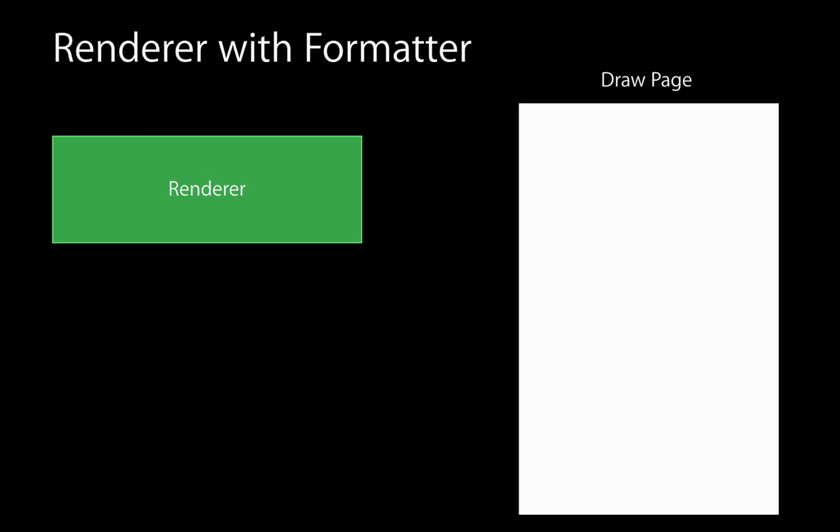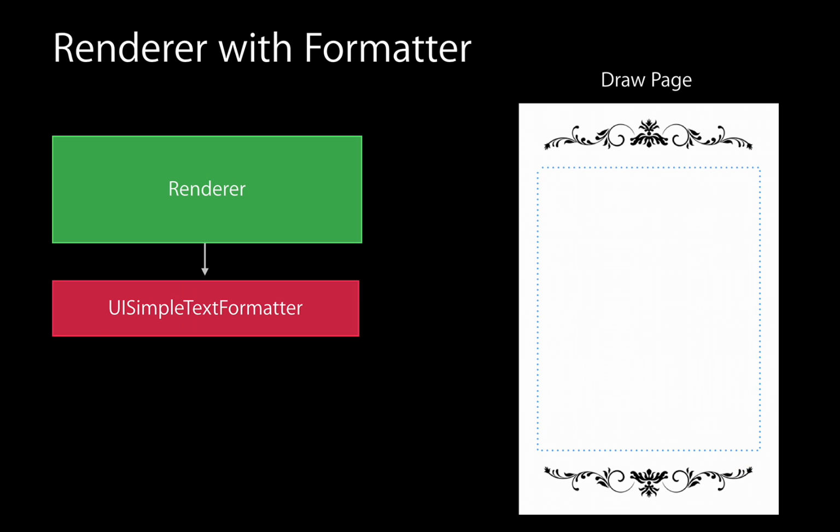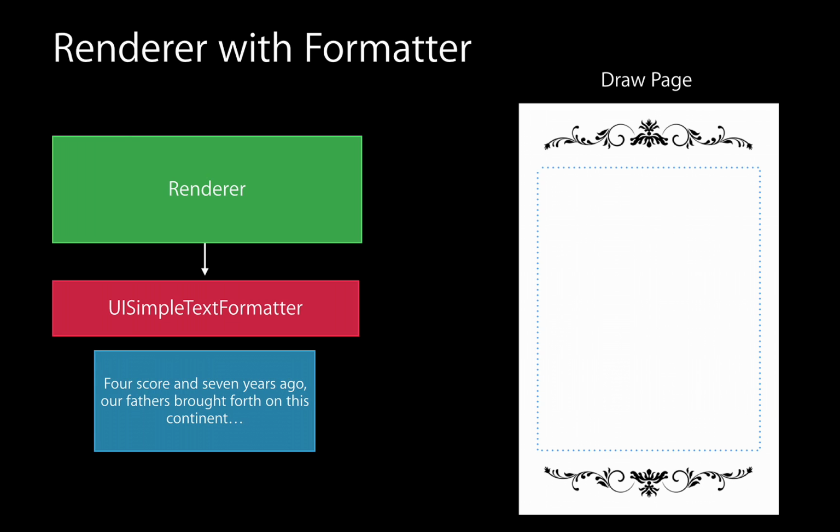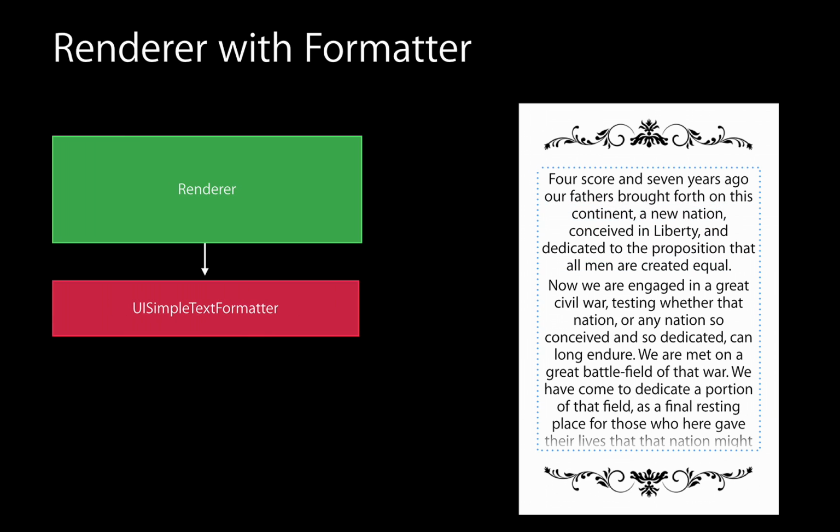So here's our renderer, and when it's told to draw a page, all it's doing is drawing some flourishes on the top and the bottom. But in the middle, we want to draw text. So the renderer has a UISimpleTextFormatter. Here's our rectangle that we've set up where we want that text to go, and our Gettysburg Address again. The UISimpleTextFormatter just formats it in the middle. So if you want to use a formatter to do HTML in a part of your page, but then you want full control over drawing the rest of it, you can do that.